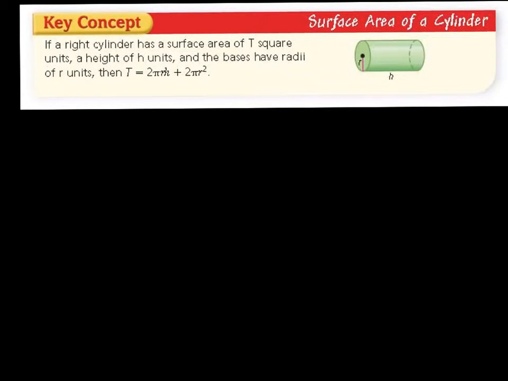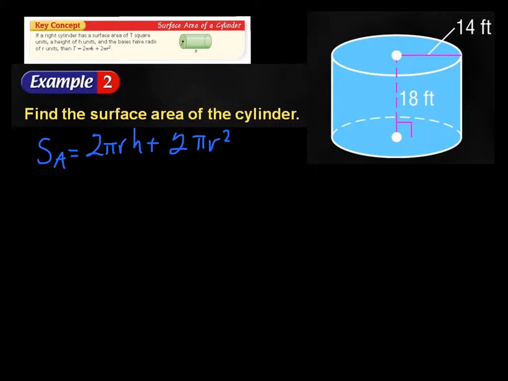If a right cylinder has a surface area of t square units, a height of h units, and the bases have radii of r units, then t for total surface area equals 2 pi rh plus 2 pi r squared. This is a great example of how to use the formula. Okay, we know the radius because they told us. It was 14. We know the height because they told us it was 18. Plus 2 pi radius squared.